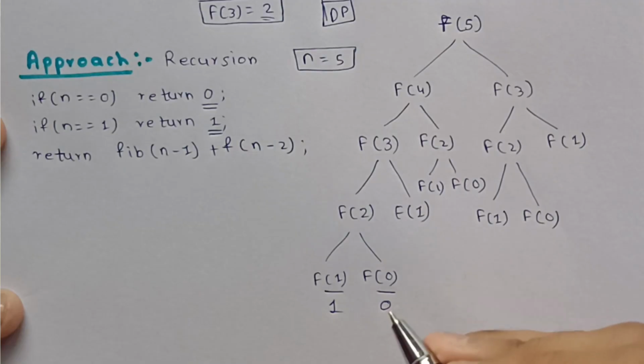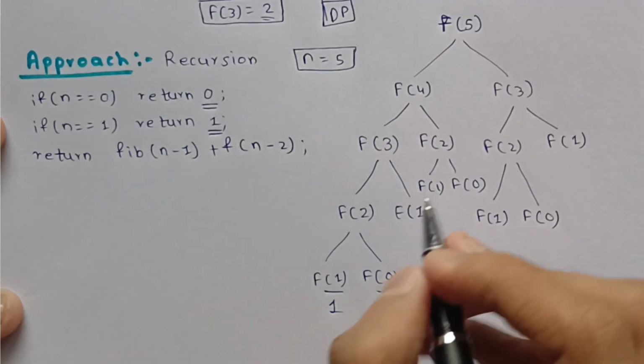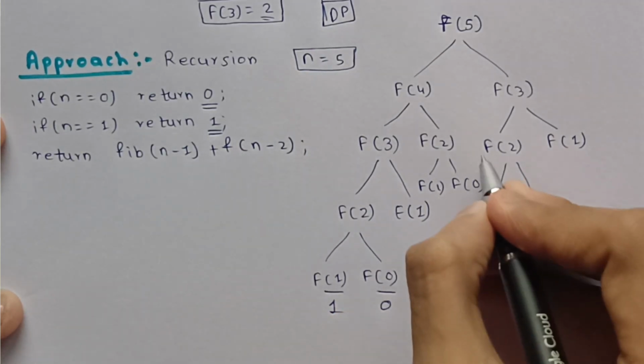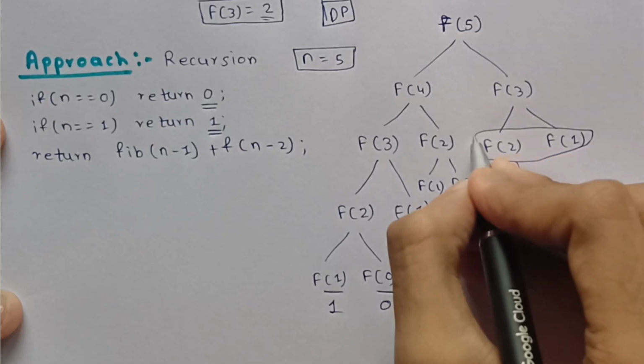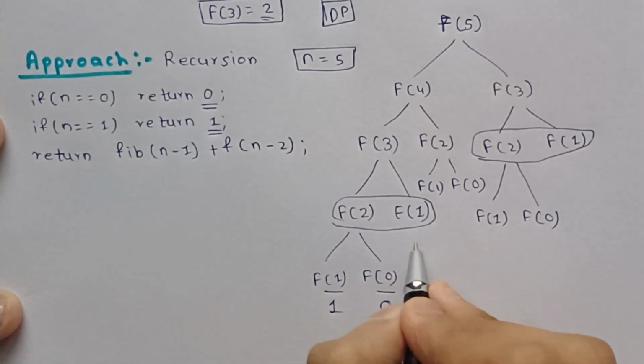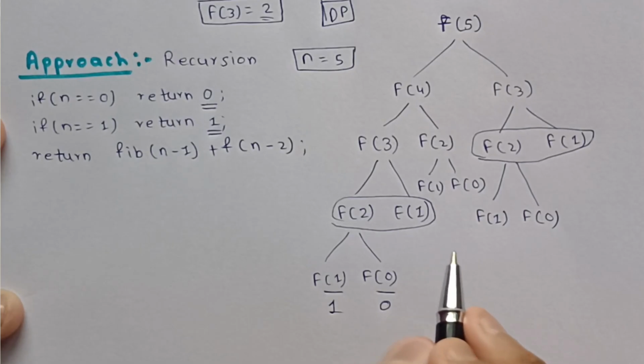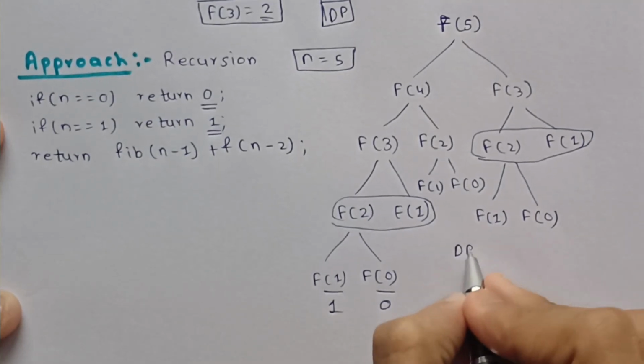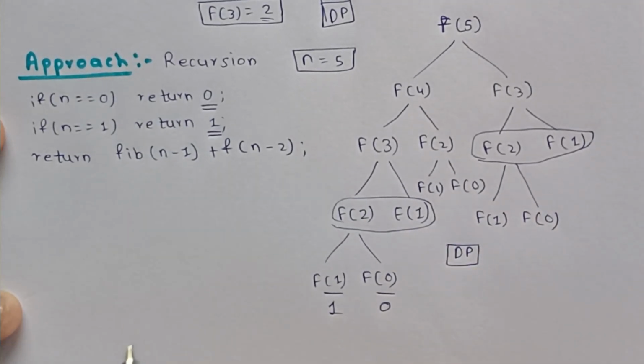So up till the last we have to do this. But the problem here is that in the recursion we are finding the same values again and again. 2 and 1 we have already found, so we should not calculate them again and again. So what do we have to do? Simply we have to use dynamic programming memoization to solve this problem efficiently.